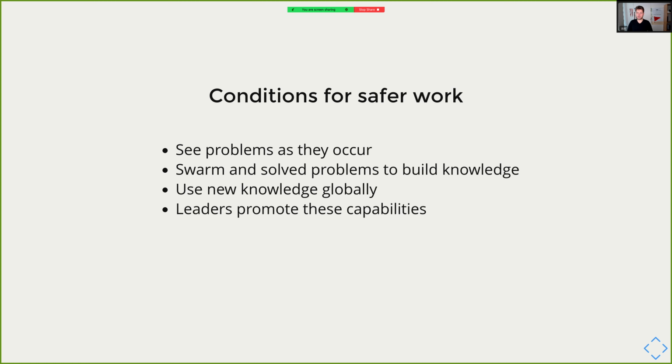Complex work is managed so that problems in design and operations are revealed, so we must see problems as they occur. Problems are swarmed and solved, resulting in construction of new knowledge. New knowledge is exploited globally through the organization, and leaders create other leaders who continually grow these types of capabilities. So the last 2 are part of the third way, and now we will talk about the first 2 conditions.